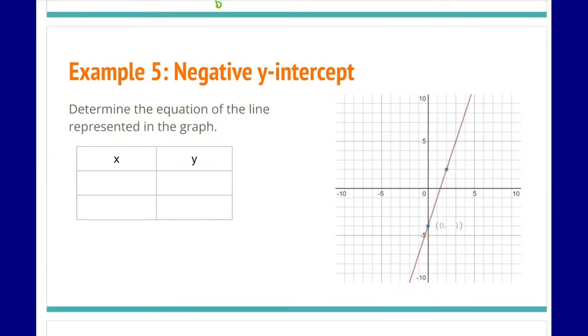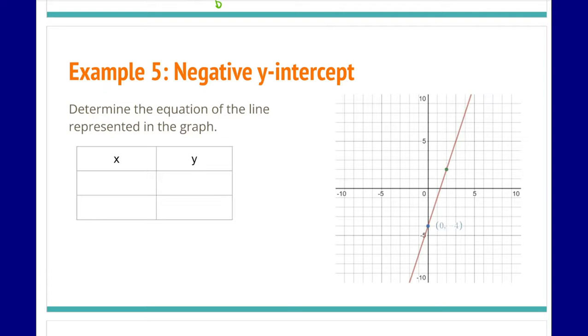Another example, except this time we're going to be given a table of values. Or sorry, not a table of values, a graph. So when we have a graph, we know how to find an equation from a graph, right? We can use the rise over run for our slope, or the multiplier. We can find the y-intercept. If we don't remember that, we can always take 2 points and come up with a table.